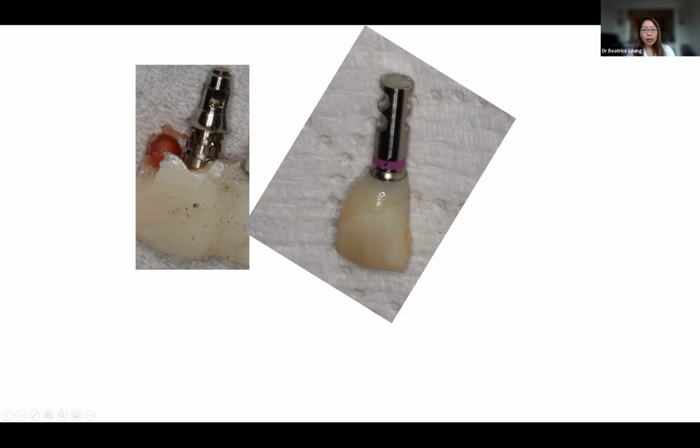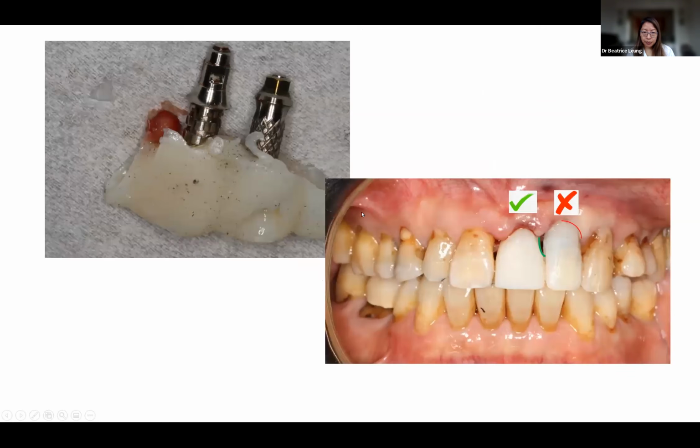But basically, I just connect it with an analog and then I flow composite resin and just shape it so it's nice and smooth. Make sure it goes to the finish line, not beyond, and then it's nice and smooth.